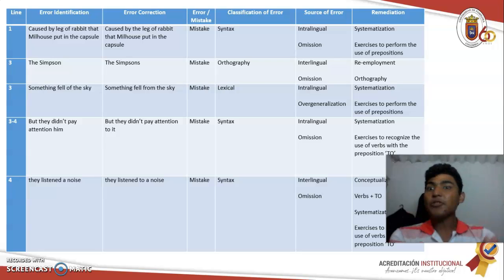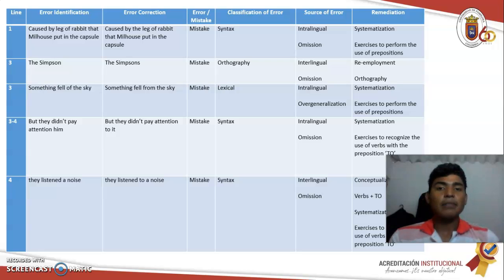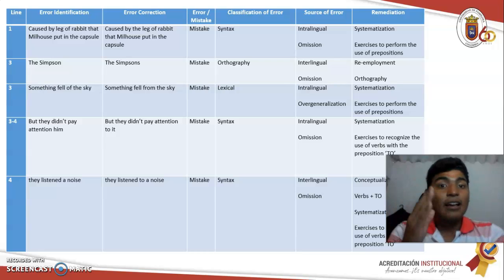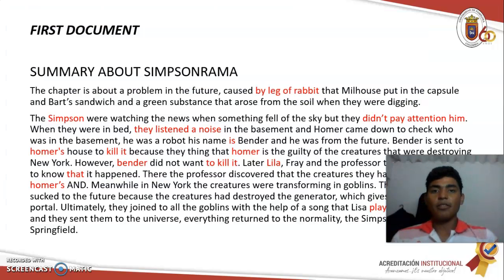The sections that compose this format are, first of all, the outline. The second section is the error identification. The third one is the error correction. The fourth one is the error and mistake. For this section, I would like to talk in a couple of minutes about the difference between each one. Let's move on and talk about the error classification, then the sources of error, and the last one is the remediation. Well, what about the documents?